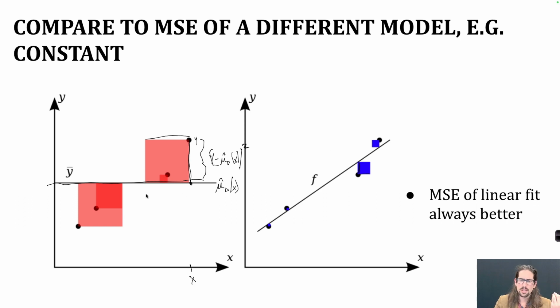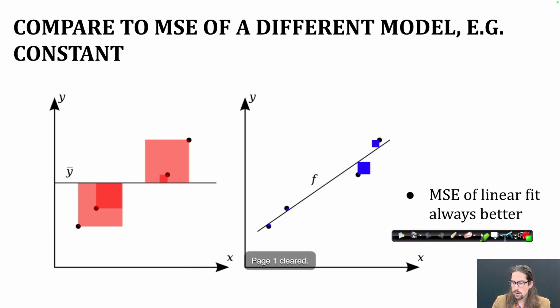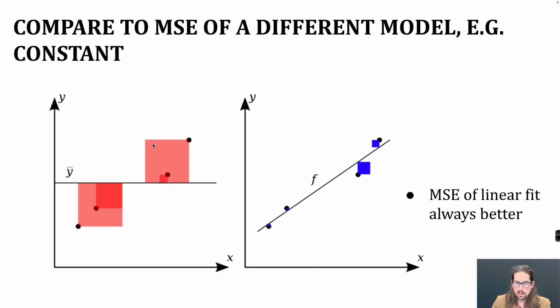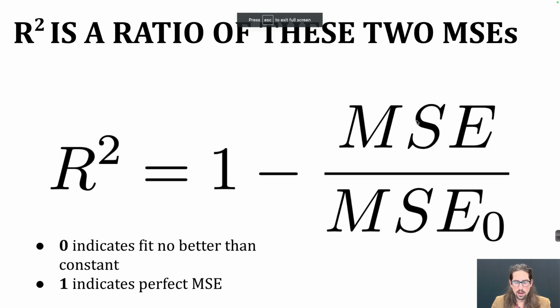The constant model is like the dumbest thing. You will always improve by adding a little bit of extra freedom and being able to fit a slope rather than forcing there to be no slope at all. So this is always better, and we can compare the two. We can compare the MSE over here to the MSE over here, and you can look at the difference if you want. There's no problem with that.